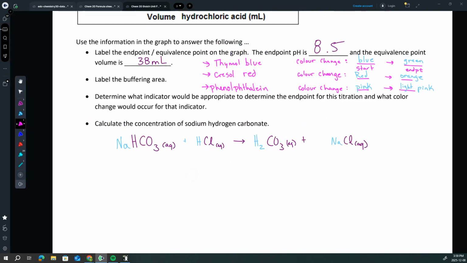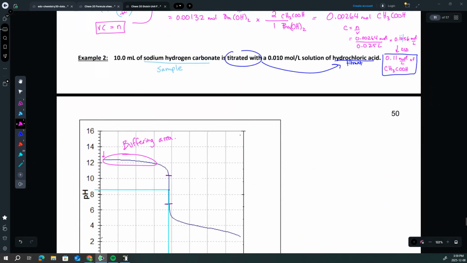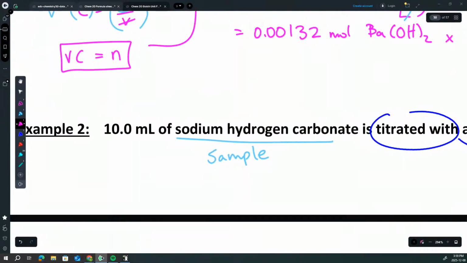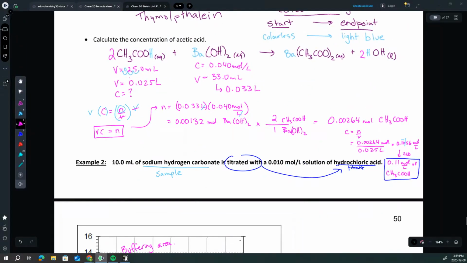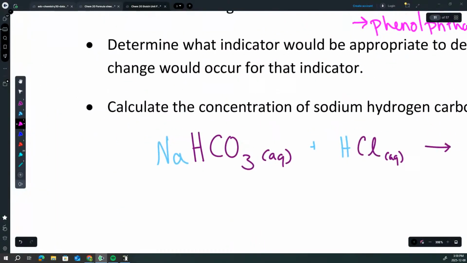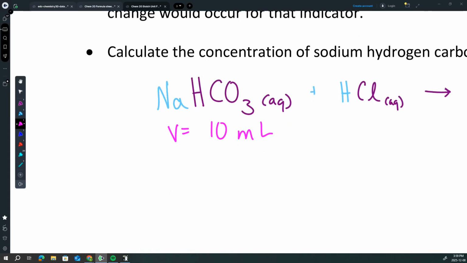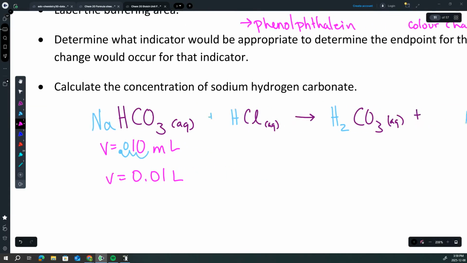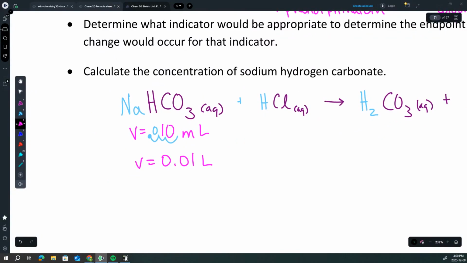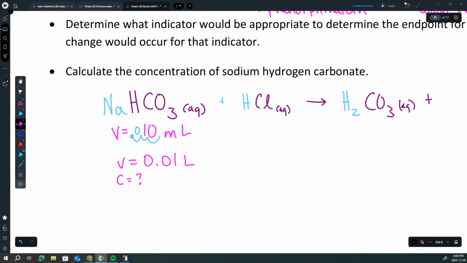Let's organize our information here. Okay, so we're told that we use 10 milliliters of sodium hydrogen carbonate. So let's write that. Okay, but we know we should be writing this in liters, so we got to move the decimal over 3 to the left. 1, 2, 3. So that's going to be 0.01 liters. Okay, the question says calculate the concentration of sodium hydrogen carbonate. So I'm going to go concentration, no clue.